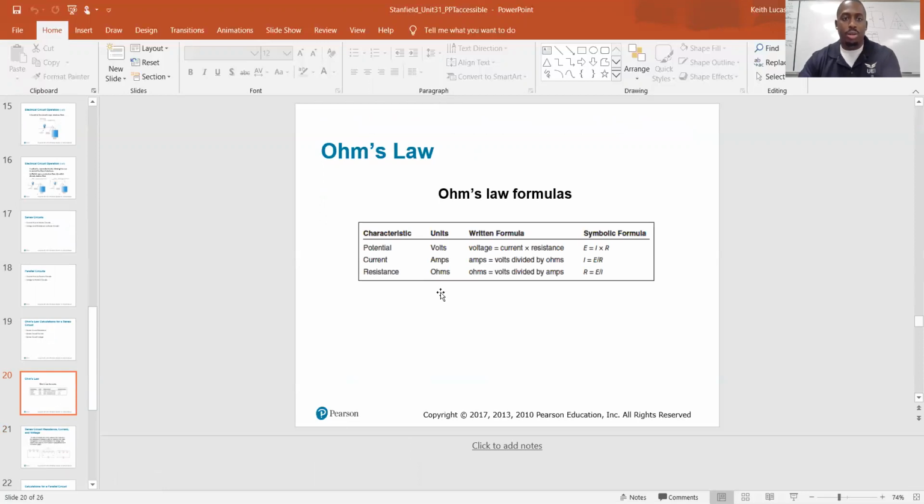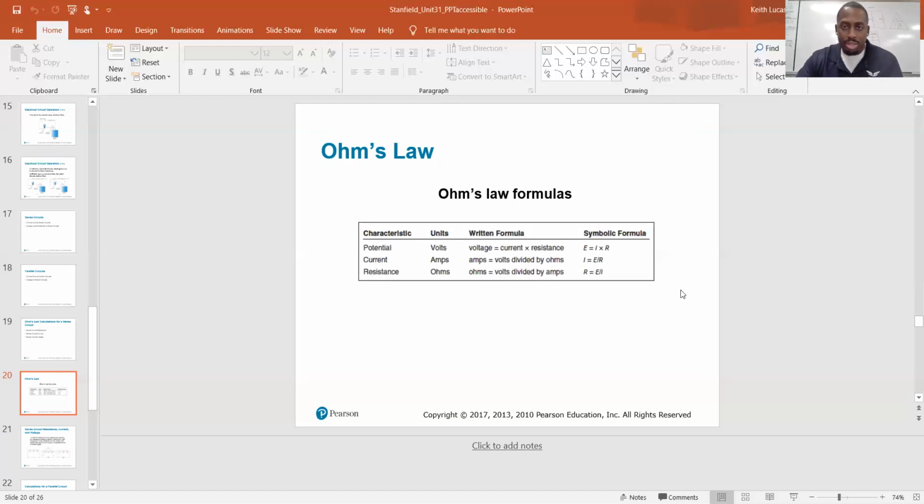So here are the Ohm's law formulas. Potential or electromotive force is measured in volts. To find the voltage, the formula is voltage equals current times resistance. To find your current or your amperage, amps equals volts divided by ohms. Or to find your resistance, which is measured in ohms, ohms equals volts divided by amps.